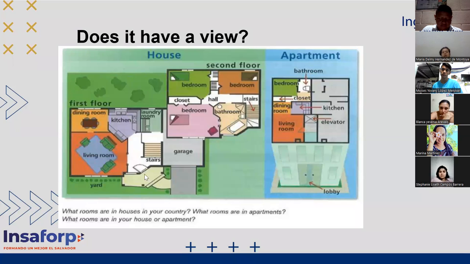Okay. De todos estos rooms that we have here in the house, we have dining room, kitchen, living room. Yard. In my house is three bedrooms, one living room, and one kitchen. Okay, three bedroom, one living room, bathroom. One kitchen. Okay. Yes. Do you have a garage? No, I don't. Okay. Do you have laundry room? Yes, I do. Okay, good. Thank you. Okay. Good.